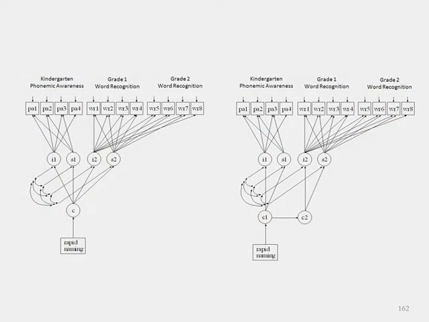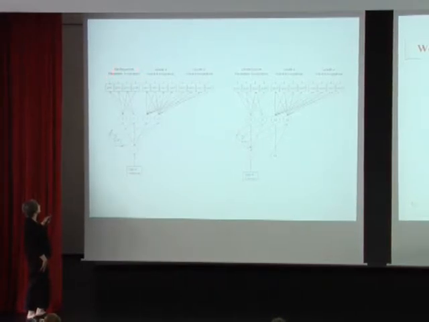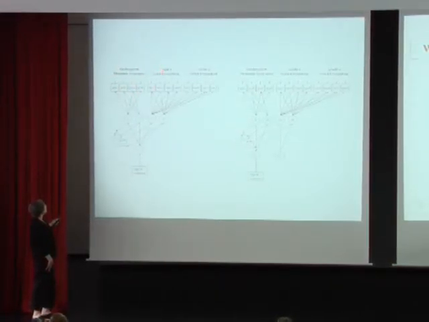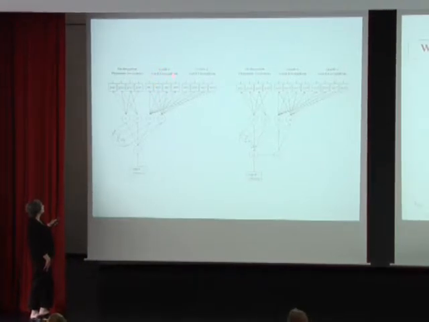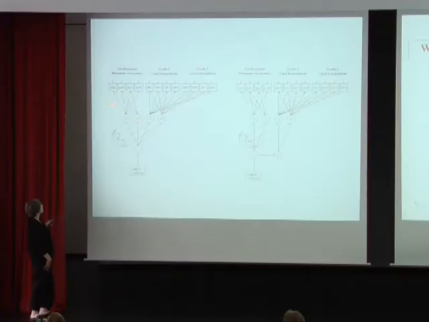On the left screen is the model, or 2 models, and we'll talk about both of them, but it's the model on the left that was used. The first 4 variables here are phonemic awareness in kindergarten. The second 4 variables are grade 1 word recognition, and the last 4 are grade 2 word recognition. You'll note in the path diagram that we have 2 growth models: one growth model for kindergarten, and another growth model for grades 1 and 2.